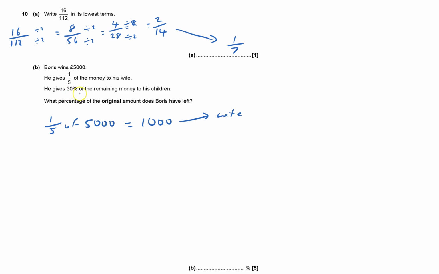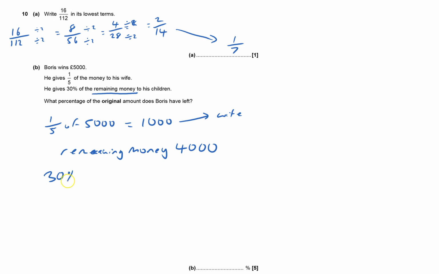Okay. He gives 30% of the remaining money. So he had 5,000. So the remaining money is 4,000. And now we've got to work out 30% of 4,000 because that's going to go towards his children.